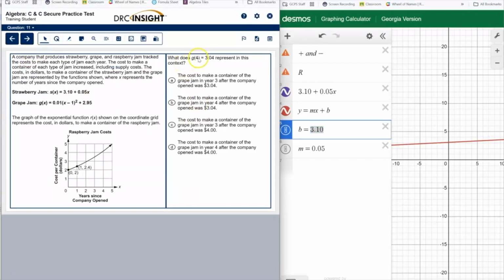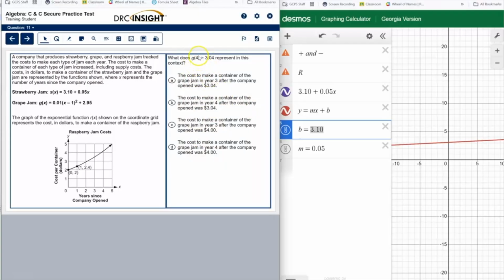Second question, all right, what is G? So before I even go see the rest of this, which one is G? Grape jam. What does that look like? That one is your quadratic. All right, what does it represent in this situation? So again, before you start reading answer choices, I need you to understand what's happening in the problem. These people are making jam and they're increasing the amount of jam that they're making every single year. So that means before I start reading all these confusing words, I determine what that answer is before I do.